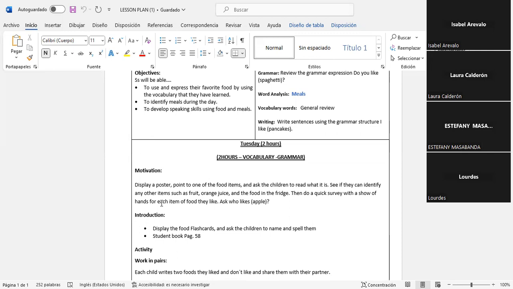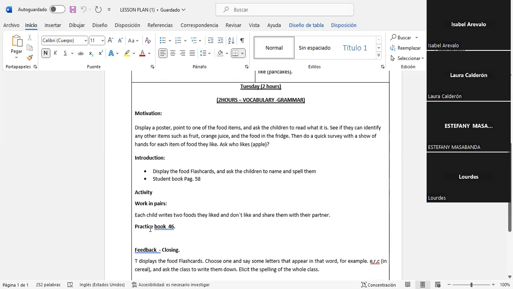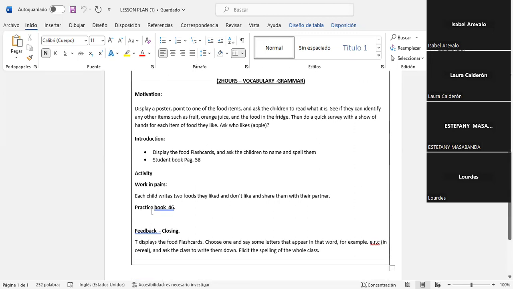As introduction, display the food flashcards and ask the children to name and spell them, and then work in their student book. The activity, work in pairs. Each child writes 2 foods they like and don't like and shares them with their partner. And then they're going to work in the practice book.